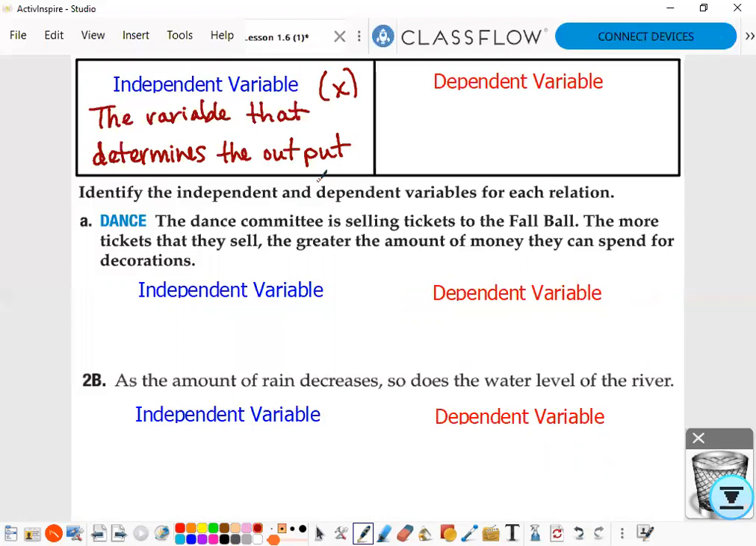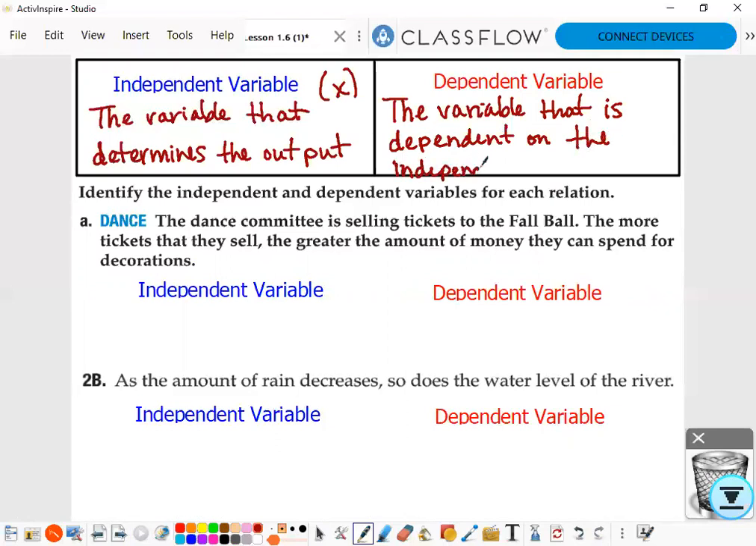And then on the other hand, dependent variable is the variable that is dependent on the independent variable. And then we're going to make another little note up here, parentheses, that's going to be y. That has to do with our y values.